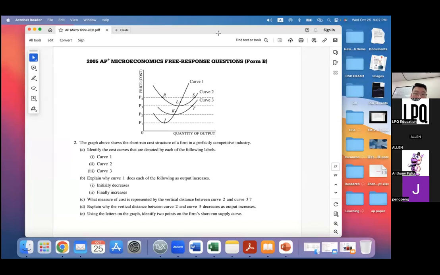Okay, here's a question we can do, from the year 2005, in the PDF document, page number 7, question 2.